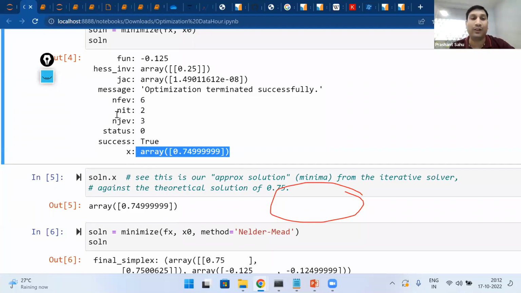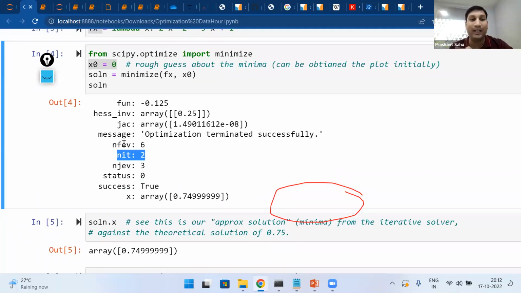These are iterative solvers. How many iterations did it take, my dear? 2 iterations. How many times was the function evaluated? 6 times the function was evaluated. Okay. Number of Jacobians: Jacobians are nothing but derivatives. So 3 times the function was differentiated. And this is the minimum value of the function. What is Hessian? This is the double derivative of the function. You need the double derivative to prove that the value that you have got is indeed a point of minima.